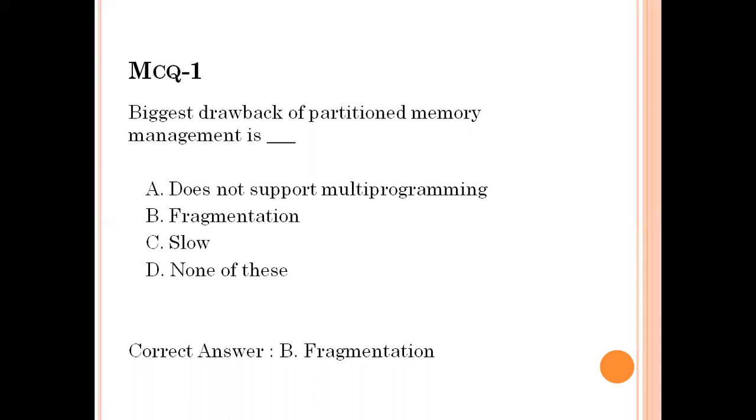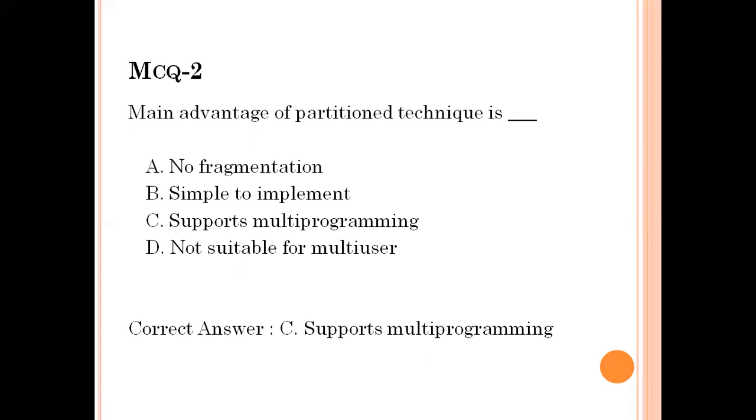Let us take some simple multiple choice questions on today's concept. Biggest drawback of partition memory management. One of the biggest problems of partition memory management is fragmentation. In every partition, some portion of the memory remains unutilized. That cannot be used for any other purpose because that small area is not suitable for running any job. If the space left over in every partition could be brought together, you would get a huge chunk of memory, but that is not possible. The correct answer is B, fragmentation.